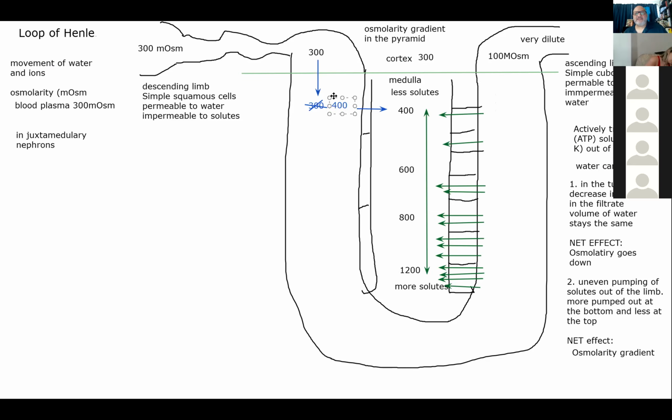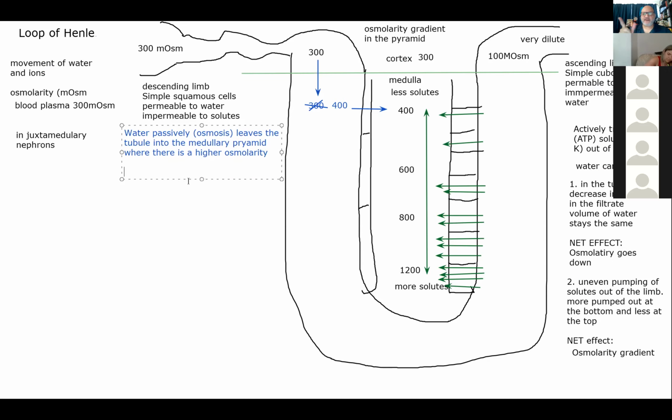Let's write this in the way we did the other one. Here in this case, water, not actively, it's passively, using osmosis, leaves the tubule, leaves the filtrate into the medullary pyramid, where there's more stuff. So water is being drawn out of the tubule.